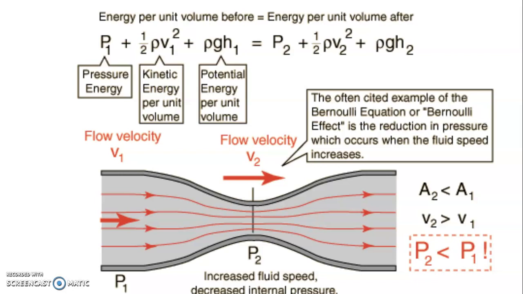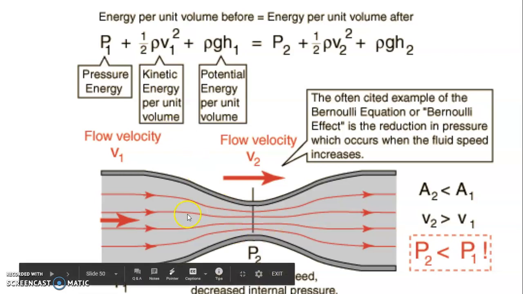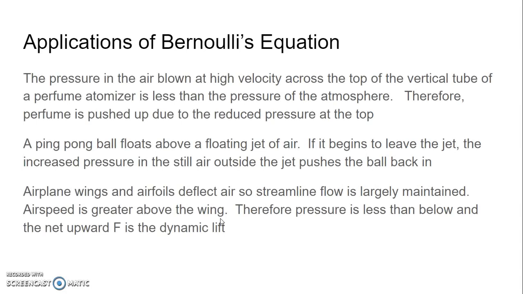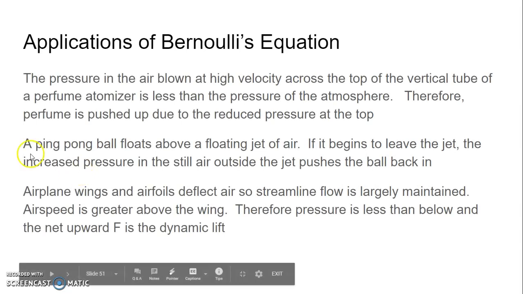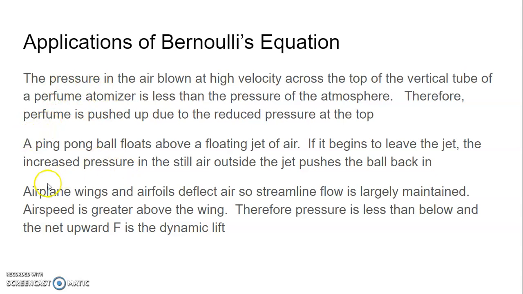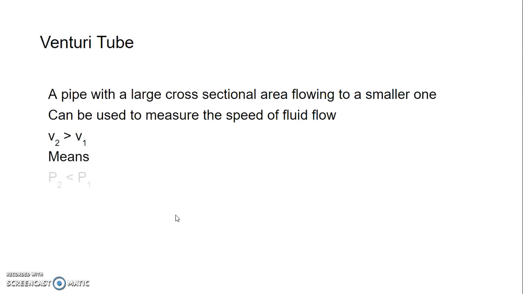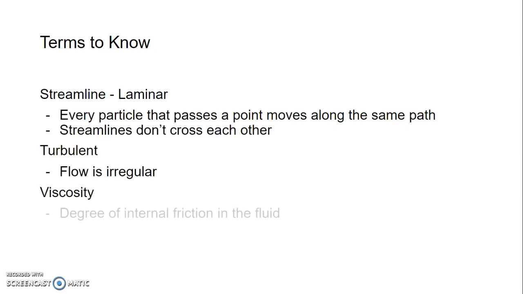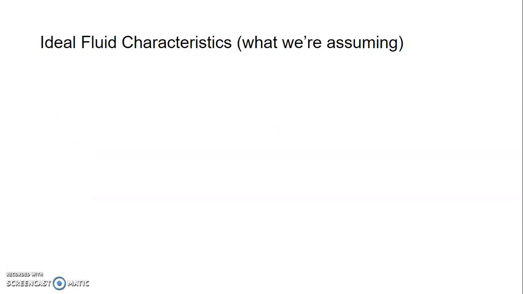Here's some pictures of Bernoulli's. Kind of that weird idea that high velocity means low pressure. We kind of want to think the opposite is true, but it's not. Applications are like perfume bottles or different kinds of aerosol things, ping pong balls, airplane wings. We talked about a Venturi tube, ways to measure pressure.